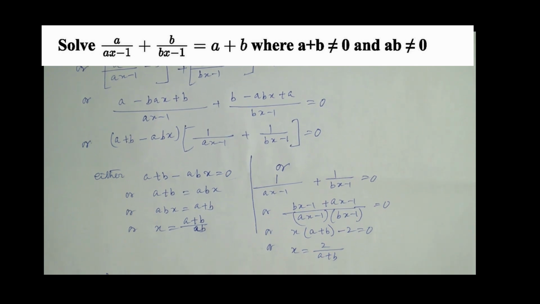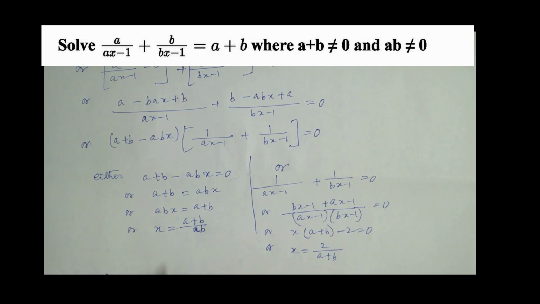Therefore we obtain the solutions of this equation, two solutions. Therefore, the solutions are a plus b by ab and 2 by a plus b.